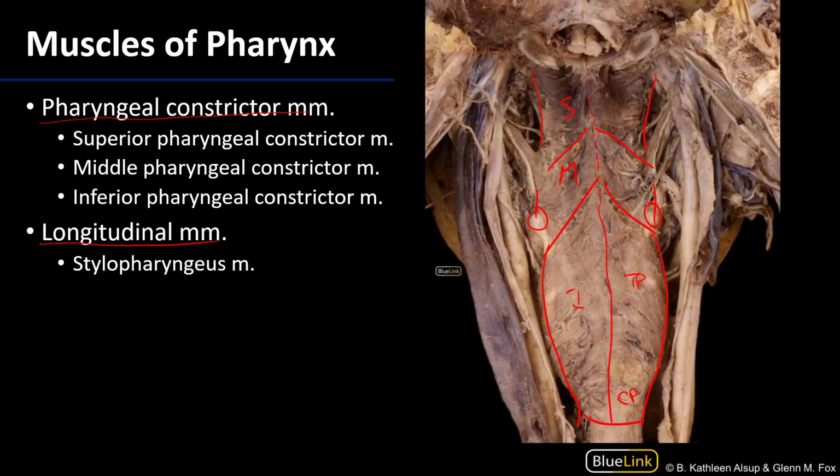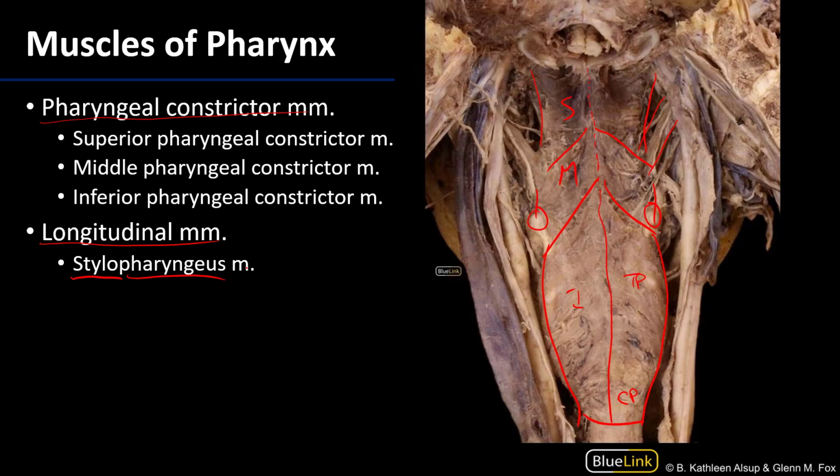Now, the longitudinal muscles, of which there are three, are generally deeper than these pharyngeal constrictor muscles, with the exception of the proximal part of stylopharyngeus muscle. Stylo because it originates on the styloid process of the temporal bone, and pharyngeus because, well, it inserts in the wall of the pharynx as well as the thyroid cartilage of the larynx.